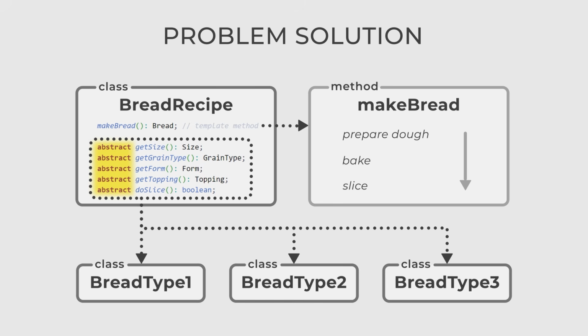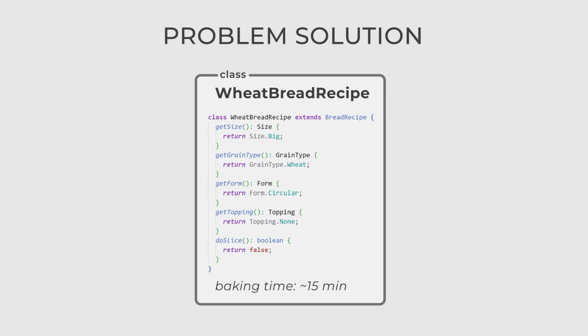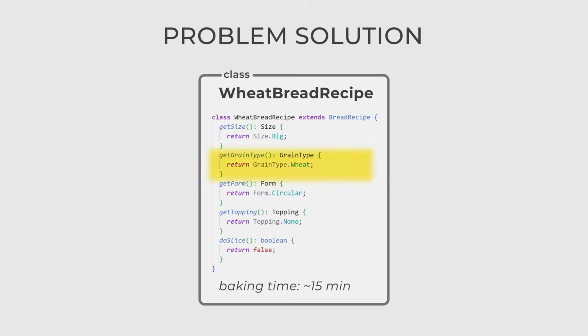Then, you create subclasses for each type of bread. For now, let's take wheat bread recipe and rye bread recipe. Each of these subclasses inherits from bread recipe and provides its implementation of the details. For example, the white bread recipe might include specific ingredients and baking times unique to white bread.